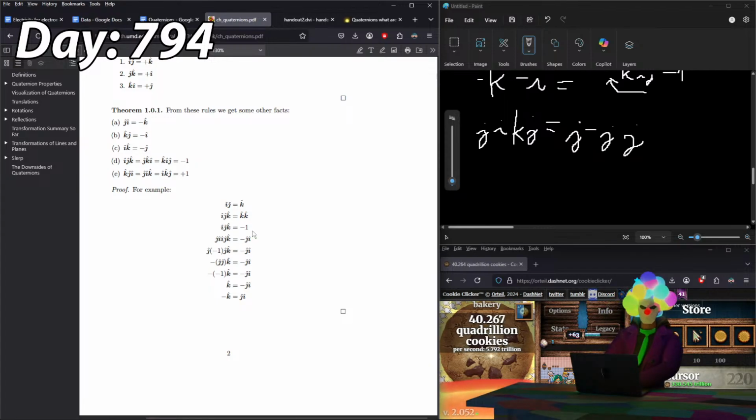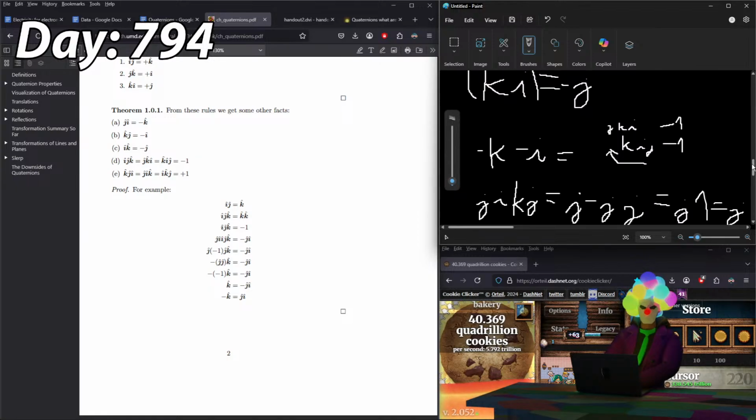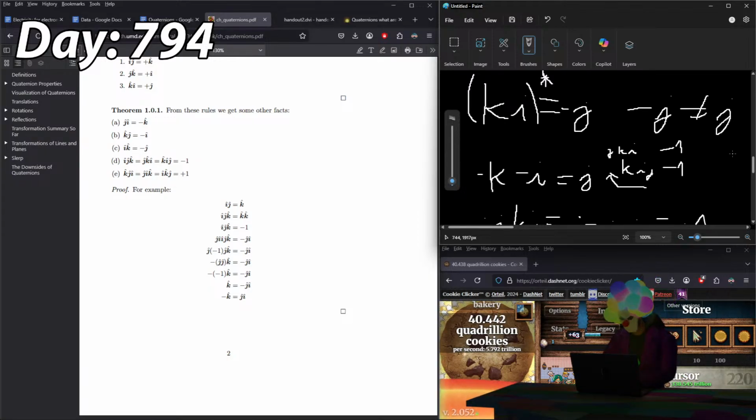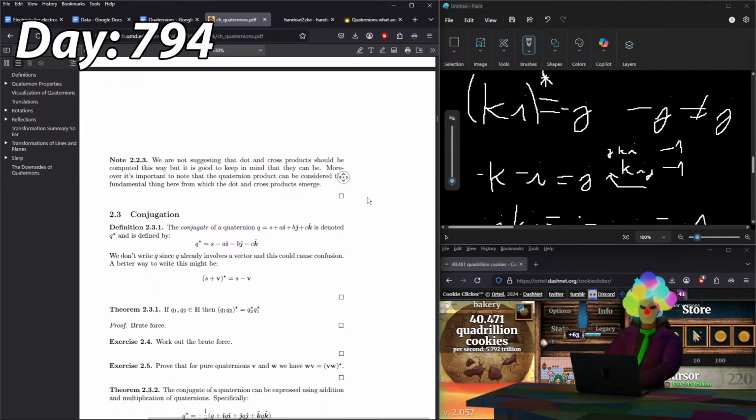IJK is equal to -1. But IKJ, that should be just 1, correct? Or am I crazy? Because then that would be J times 1, which would be J, which is a problem, because this would be then J, which can't be. No! Hold on. Let's talk about this. I did something wrong.